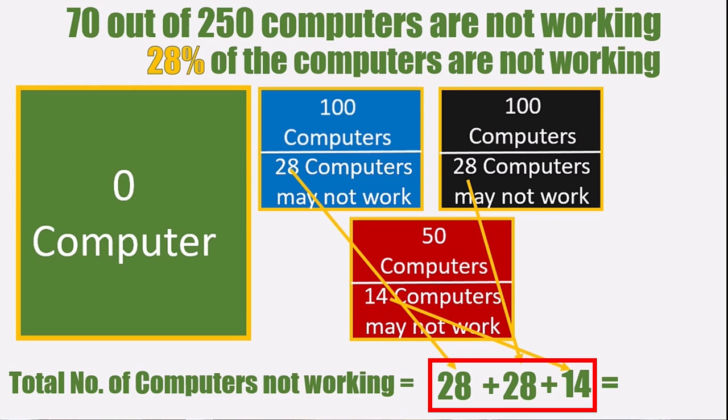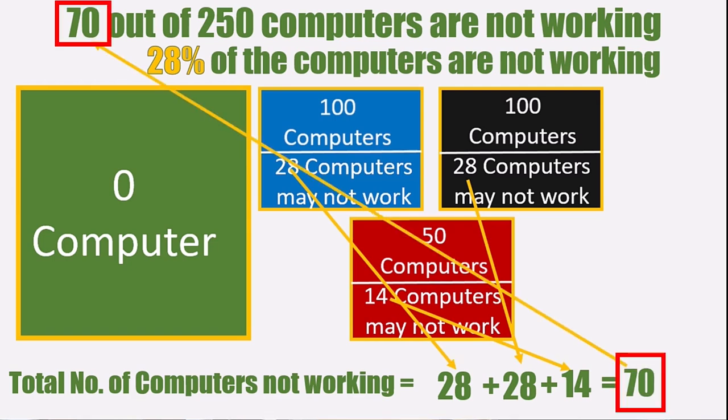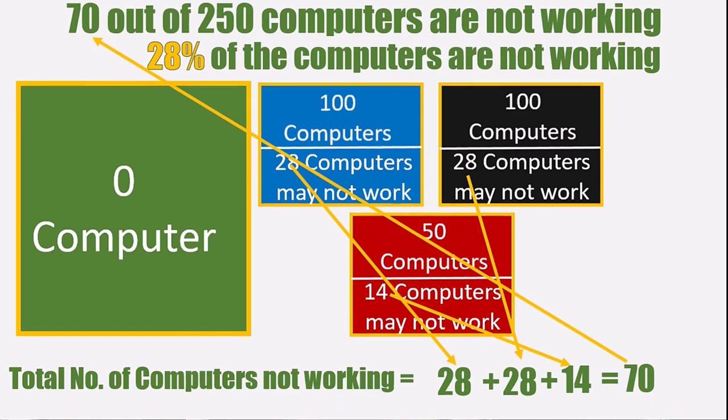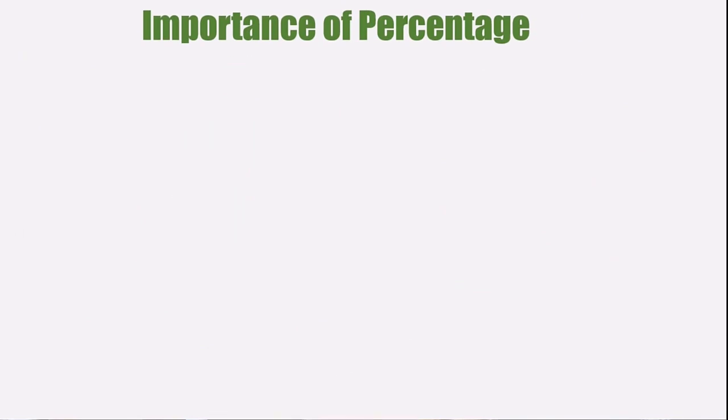And when you add this up, you get 70. Now this 70 is the same as the number of computers that are not working in our question. So I hope that one has actually helped you to understand percentage very well. Now, percentage actually helps us to answer questions from all fields of work.